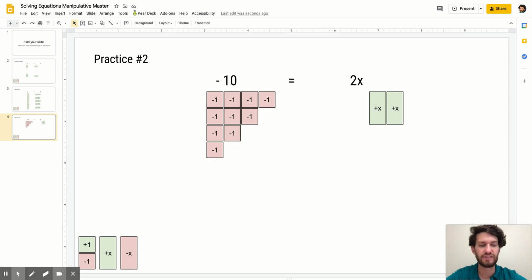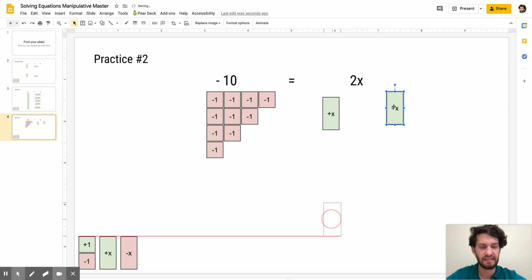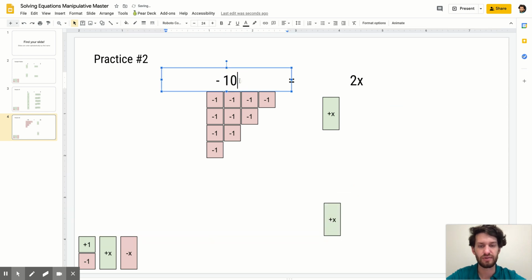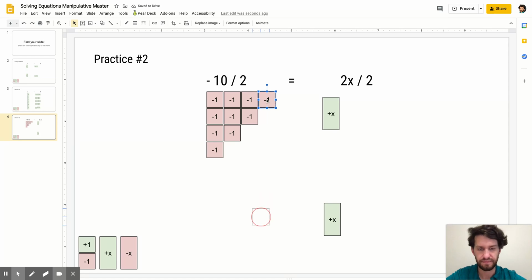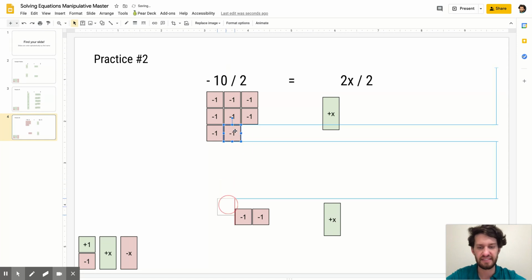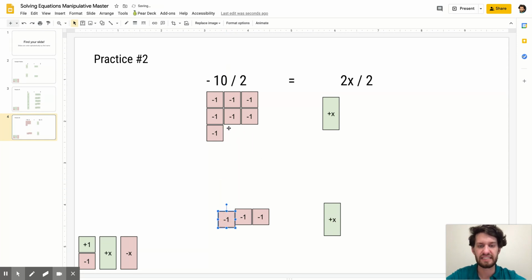Now, just like we did in those last problems, we got to slice our pizza. We got to split up these x's. So I'm going to divide both sides by 2 to see how many negative 1's match up with each of my x's. So I'm going to move 1, okay, 2 and 8, that's not even yet. 3 and 7, that's not even yet. 4 and 6, that's not even yet. Oh, here we go. 5 negative 1's and 5 negative 1's.